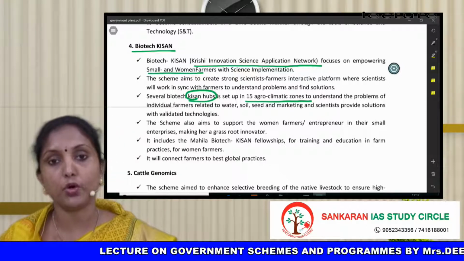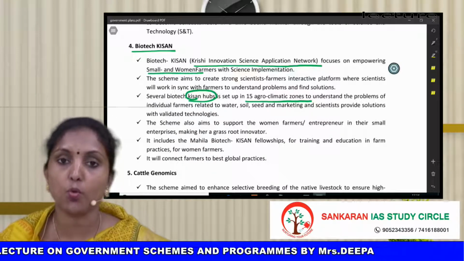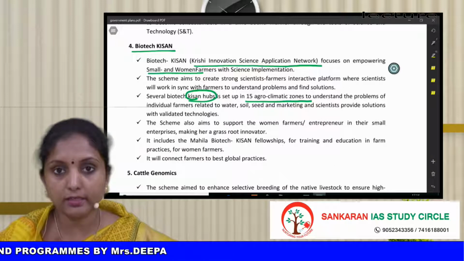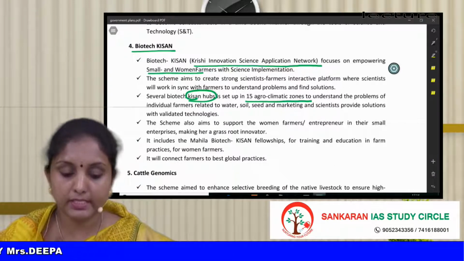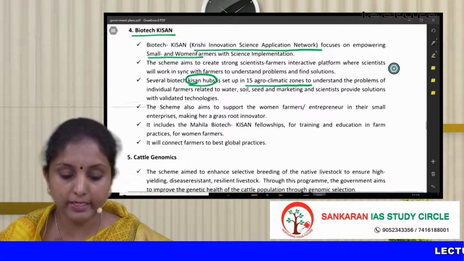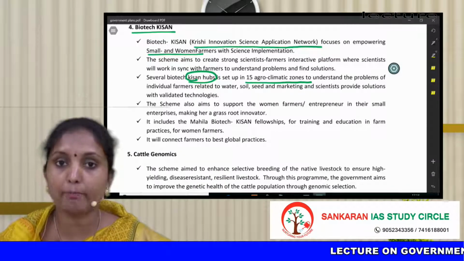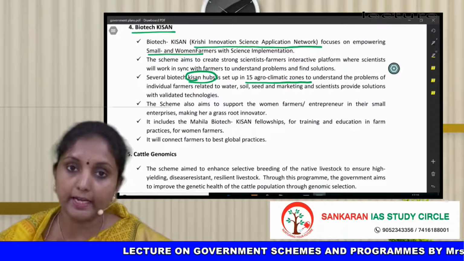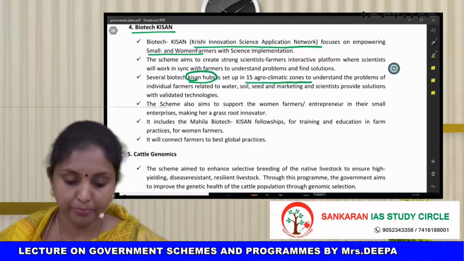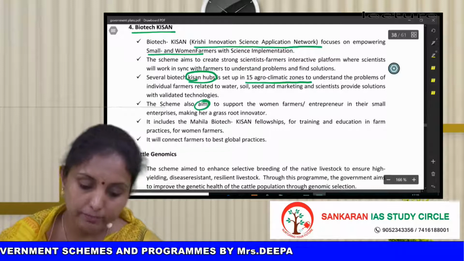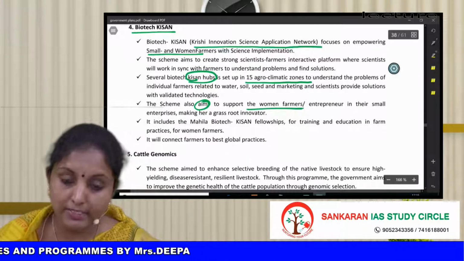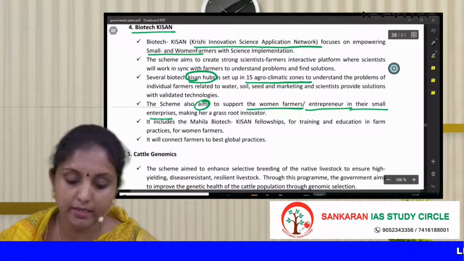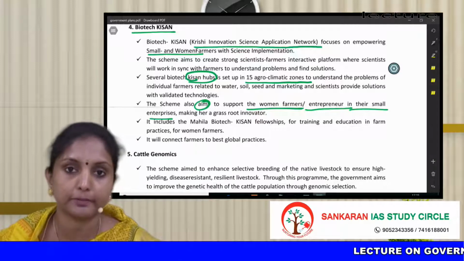Sometimes a farmer may not be in a position to analyze or get to know what exactly is happening, the weather, the seeds which are good, and the soil standard. So for that kind of farmers, these facilities will be provided through the scientists. The experts will approach them and support them in explaining what is the right condition for a particular crop. Okay, the scheme also aims to support women farmers, as I told you before, or entrepreneurs in their small enterprises, making her a grassroots innovator.